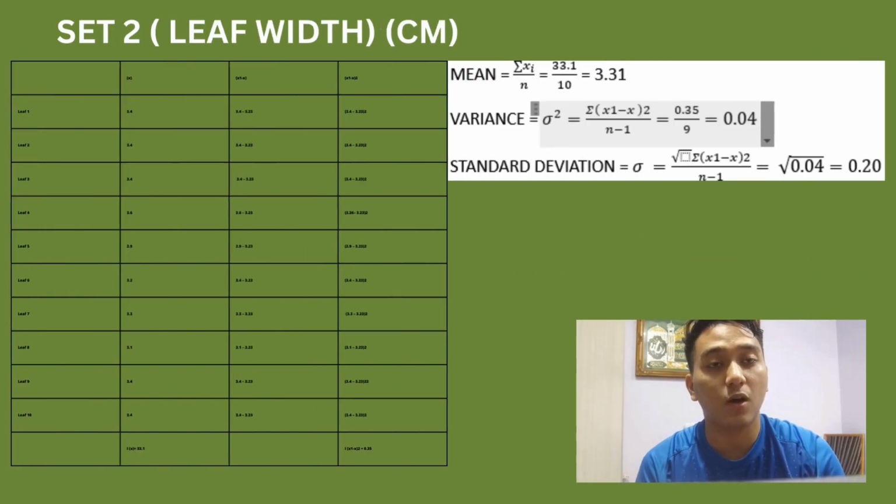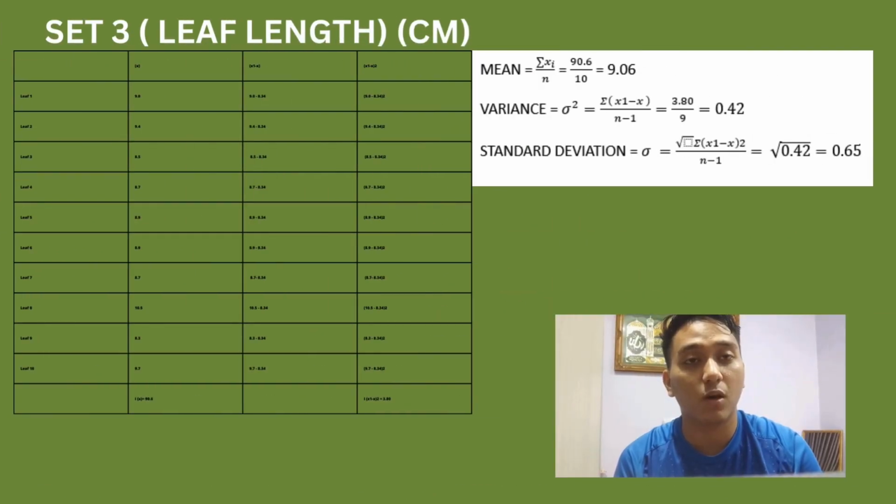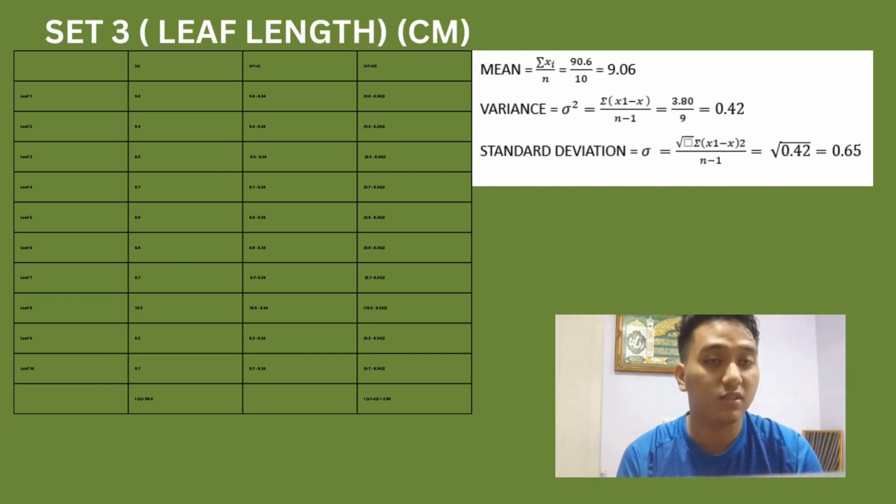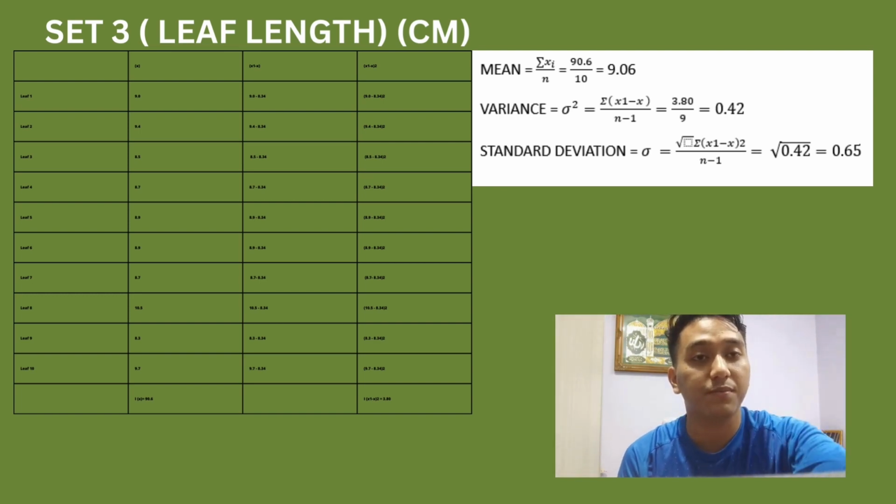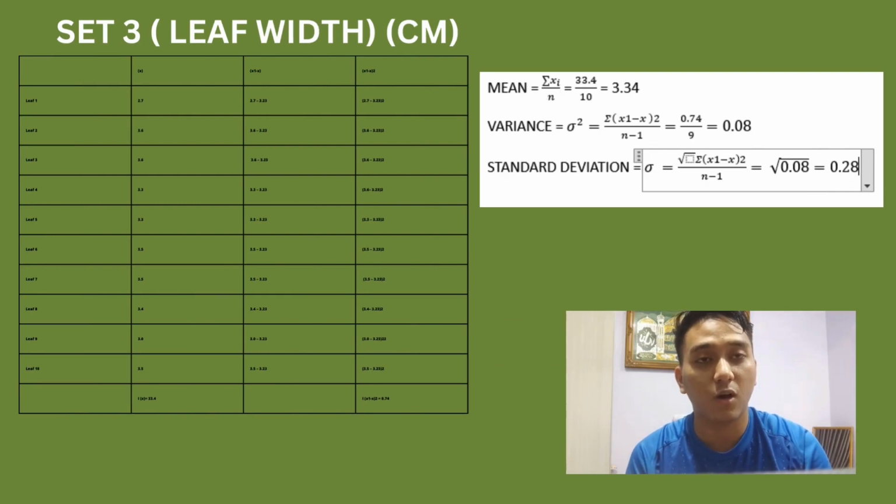For the second set of leaf width, the mean data is 3.31, the variance is 0.04, and the standard deviation is 0.2. For the third set of leaf length, the mean data is 9.06, the variance is 0.42, and the standard deviation is 0.65. For the third set of leaf width, the mean is 3.34, the variance is 0.08, and the standard deviation is 0.28.